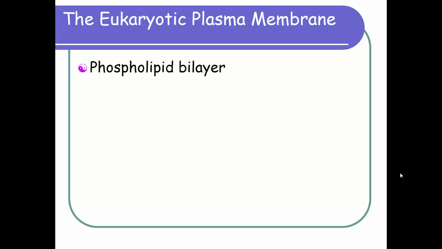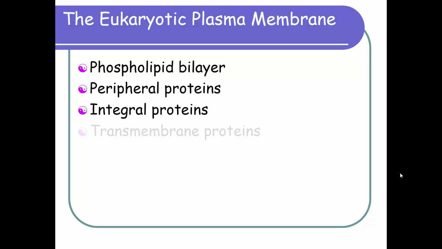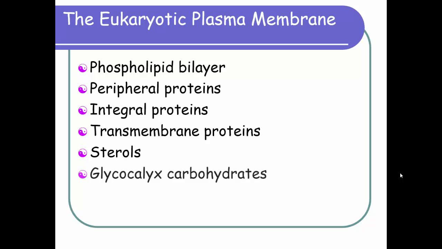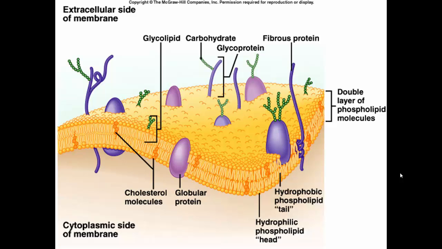The eukaryotic plasma membrane is the bilayer of phospholipids containing the peripheral proteins, integral proteins, transmembrane proteins. We also have a lot of sterols, such as cholesterol and other steroids that give structural integrity to the plasma membrane of the eukaryotic cell. And then we also will have glycocalyx carbohydrates found on the outer surface. Here's a picture from McGraw-Hill that actually shows a snapshot of the bilayer phospholipids with cholesterol and proteins and the glycolipids found on the external surface.